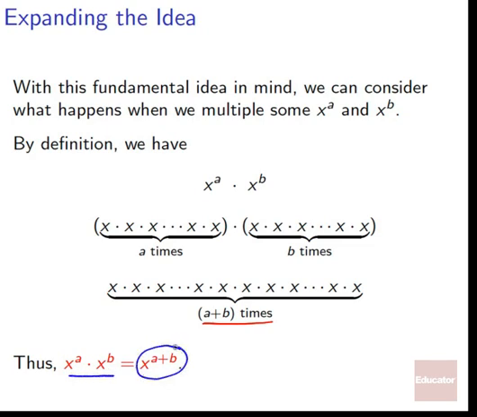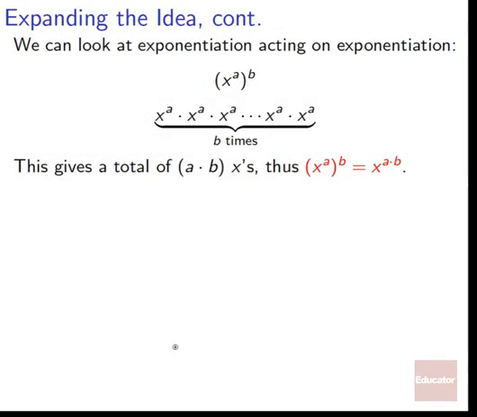So this is another really fundamental property, and this is what's going to allow us to explore a lot of things in the real numbers, or exponentiating with real numbers. We can look at exponentiation acting on top of exponentiation. If we have x to the a and then raise that to the b, then that means we've got x to the a multiplied by itself b times. So this will give us a total of a times b x's.